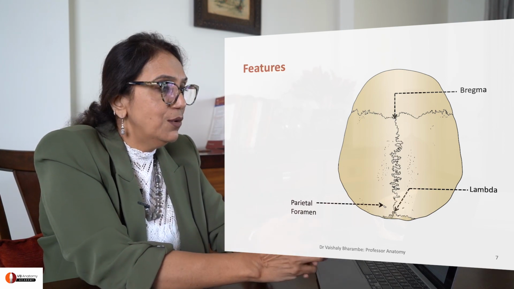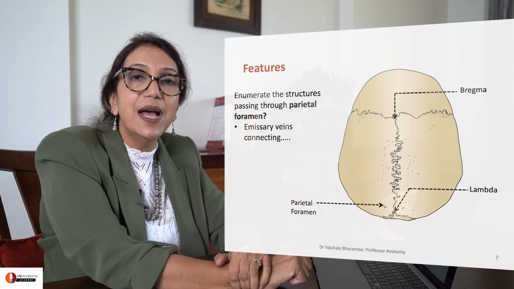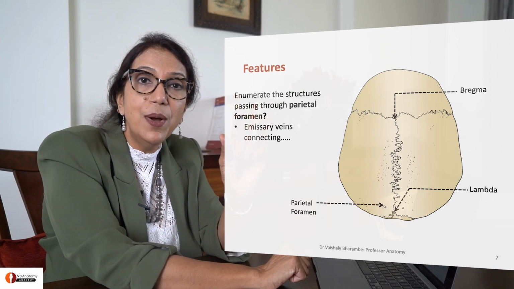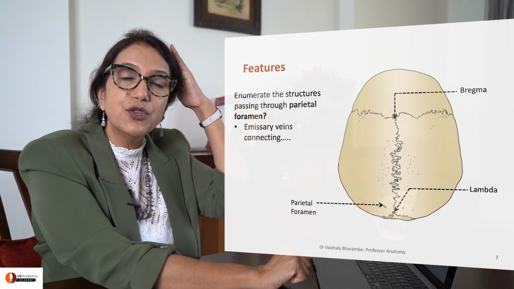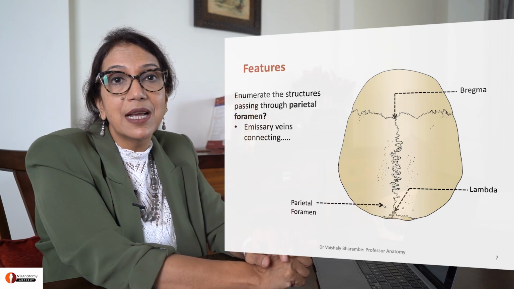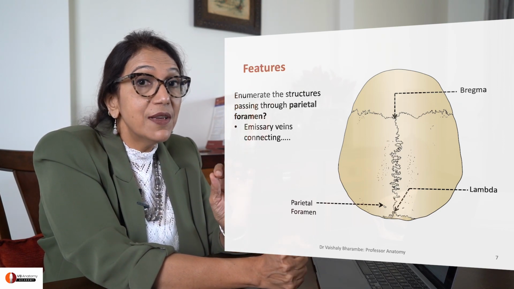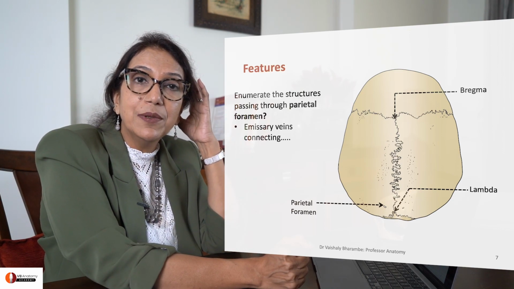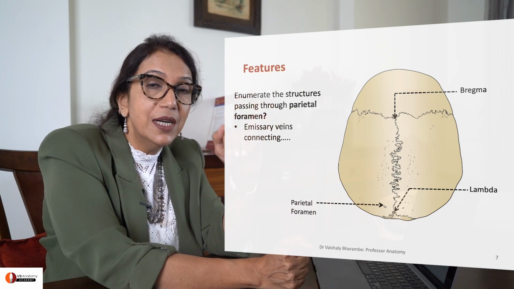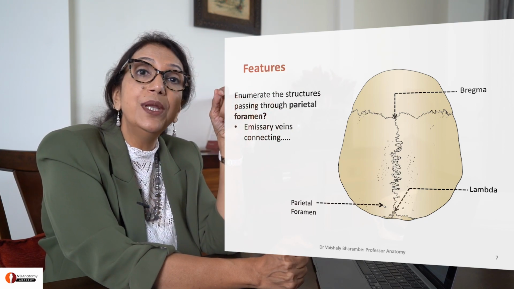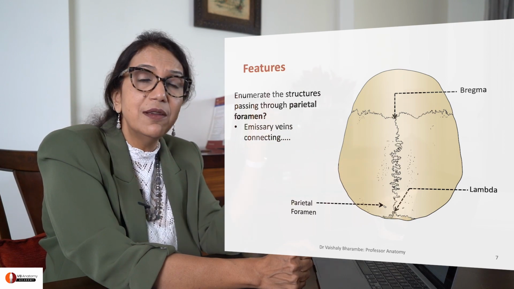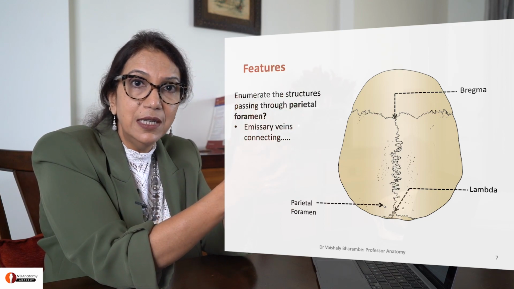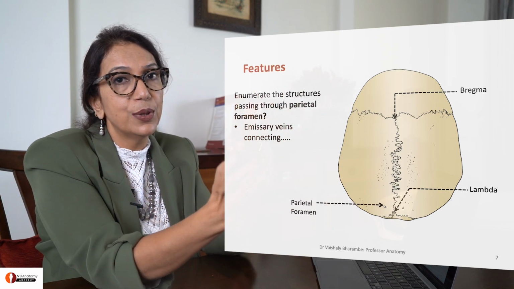So you will wonder, what is the significance of this? Why are we learning this? This is important because this emissary vein acts as a channel, allowing infection from outside to enter inside the brain. So this is a very significant, important finding. Whenever there is infection of the scalp, there is always a danger of infection descending into the brain through the emissary veins. Today it is the emissary vein through the parietal foramen. You will find several other places where there are emissary veins in the skull connecting the outside to the inside.